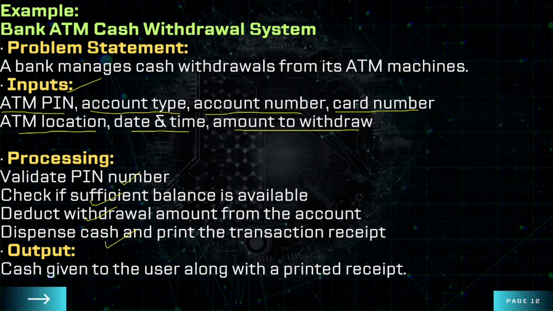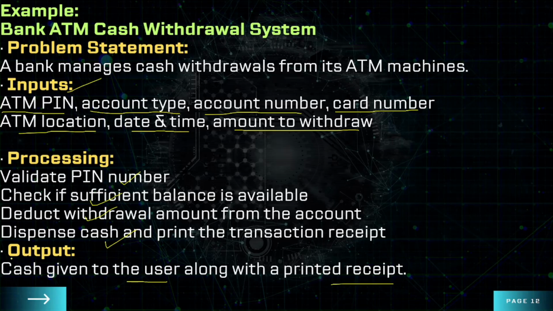So the ATM machine has to dispense the cash, and if the user requested, it will print the transaction receipt also. So here what is the output? Cash given to the user along with the printed receipt. So this is one problem: if you're taking it, how the input will be, how the processing will be, how the output will be. And the storage, what is the storage here? It is stored in the Excel format, and whenever the user wants to take the bank statement, they can take it at any time. Clear?